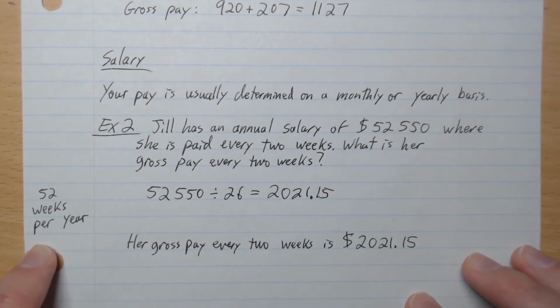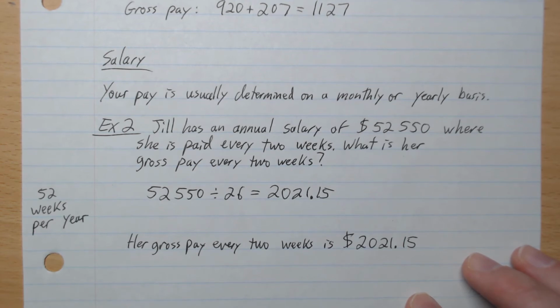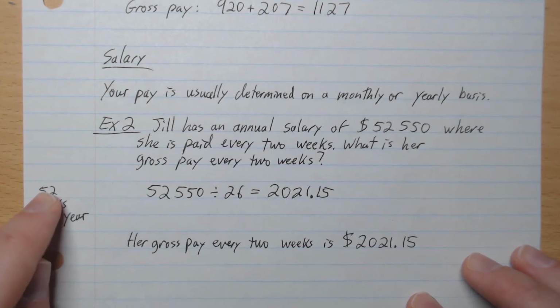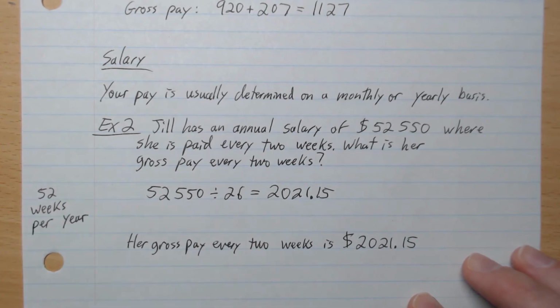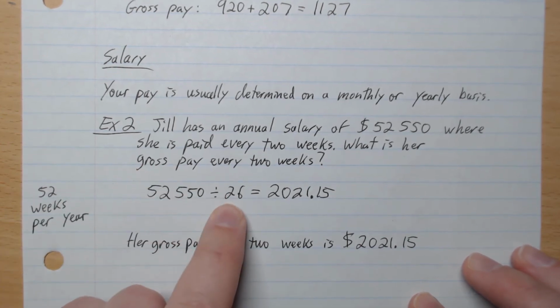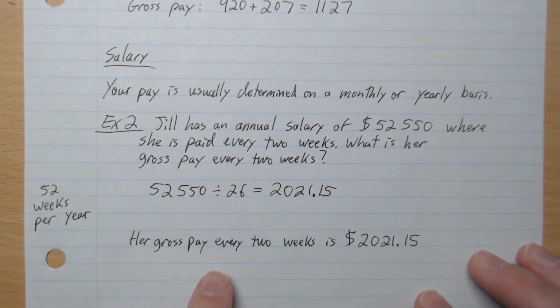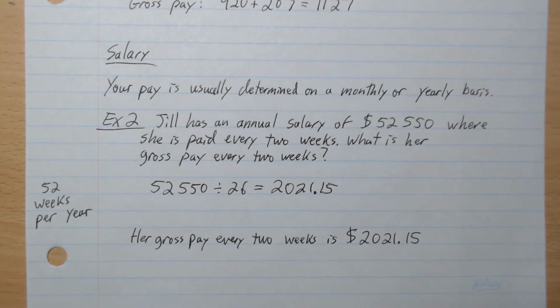So we know that there's 52 weeks a year, and so if she's getting paid every 2 weeks, that means there's 26 payments, right? 52 divided by 2 giving 26. So the yearly amount divided by 26 gives $2,021.15, and so that is her gross pay every 2 weeks.